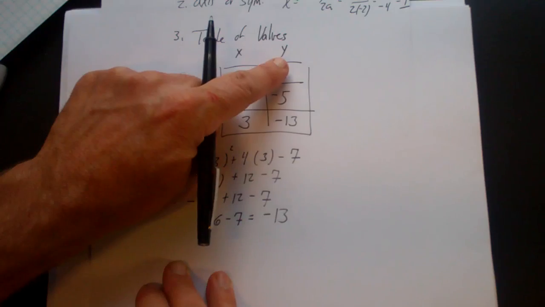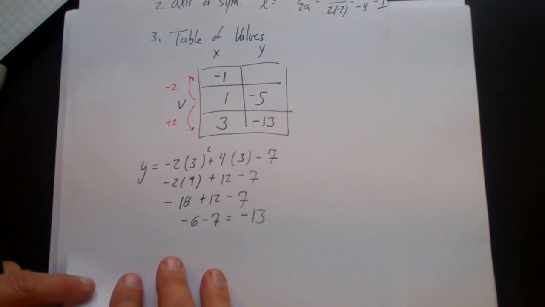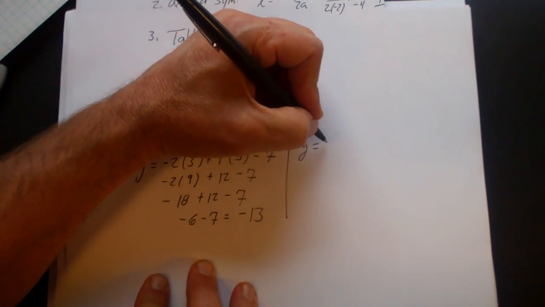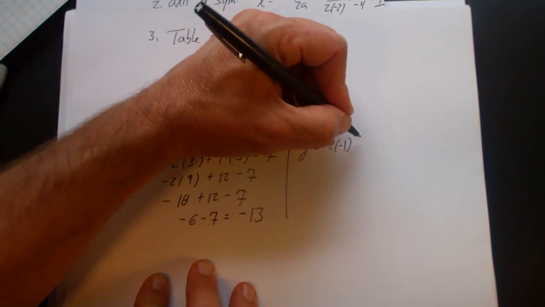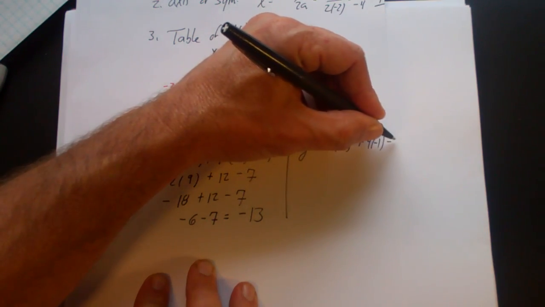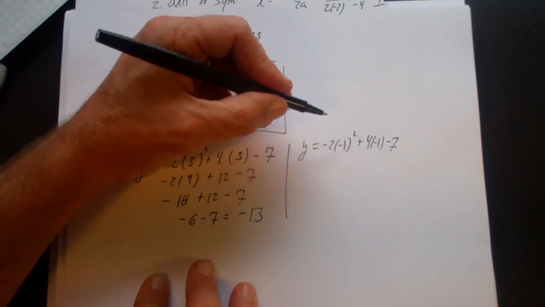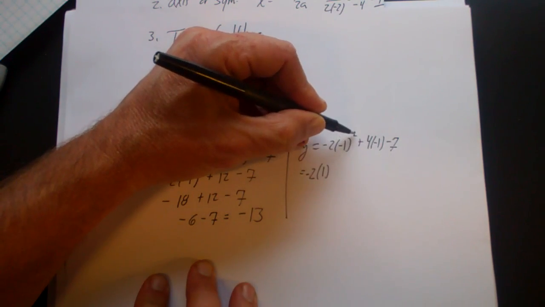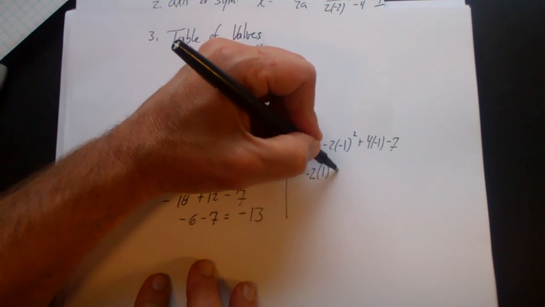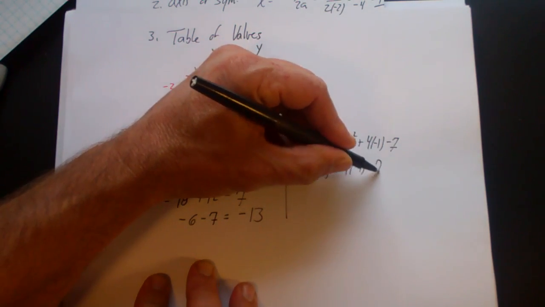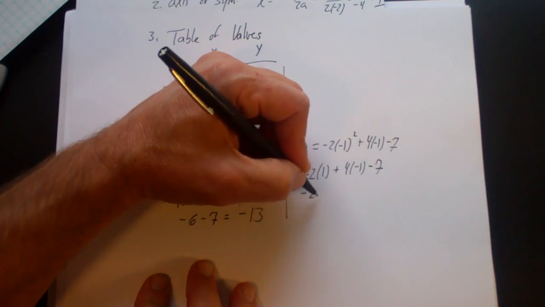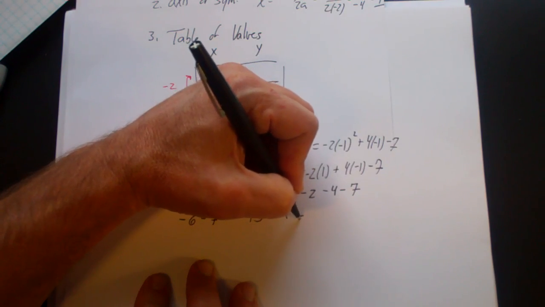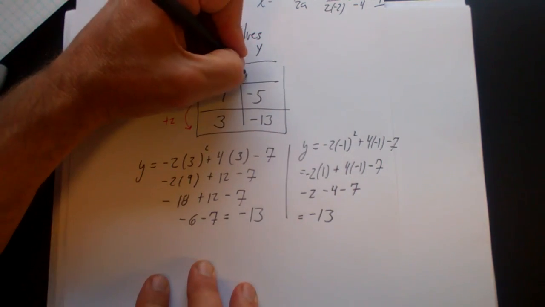Now, because of symmetry, I know that that's going to be minus 13 as well. If you don't remember that, or if you don't believe me, then you can just plug it in. Let's plug in a minus 1. We get minus 2 times minus 1 squared plus 4 times minus 1 minus 7. That's negative 2 times a positive 1, right? Negative 1 squared is a positive 1, plus 4 times minus 1 minus 7. Now let's multiply. That's minus 2 minus 4 minus 7, which is minus 6 minus 7, which is minus 13. I get exactly the same answer.